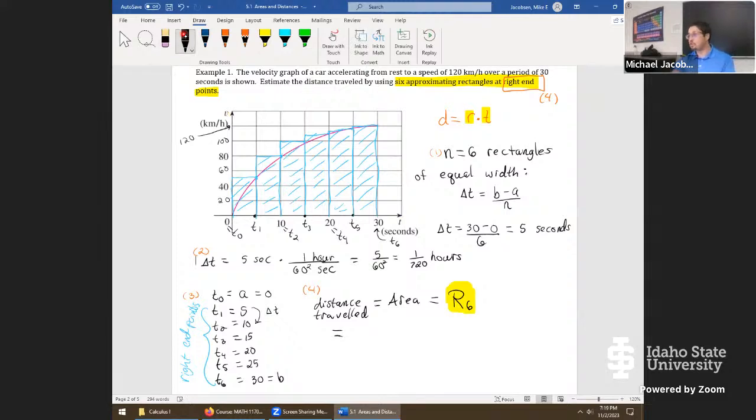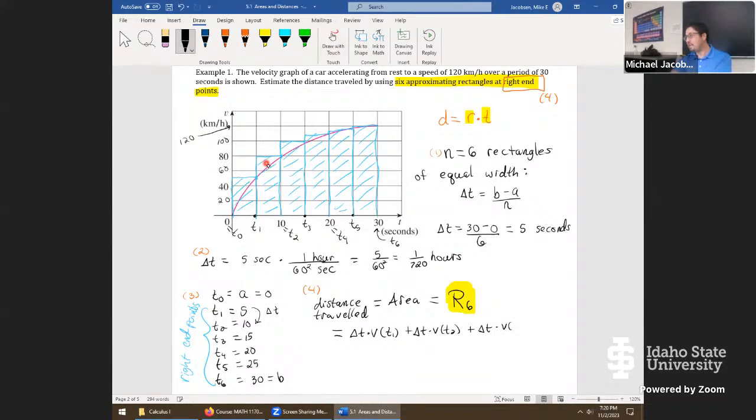Then the formula for R6 goes like this. Well, first you can imagine what it should be. All these rectangles are width times height, so it should be delta t times f of, let me change that function. The function is v for velocity. Velocity at time 1. So that's this rectangle here. Then we'll add to it delta t times velocity at time 2. That gives us this area. And then just keep on adding these in.